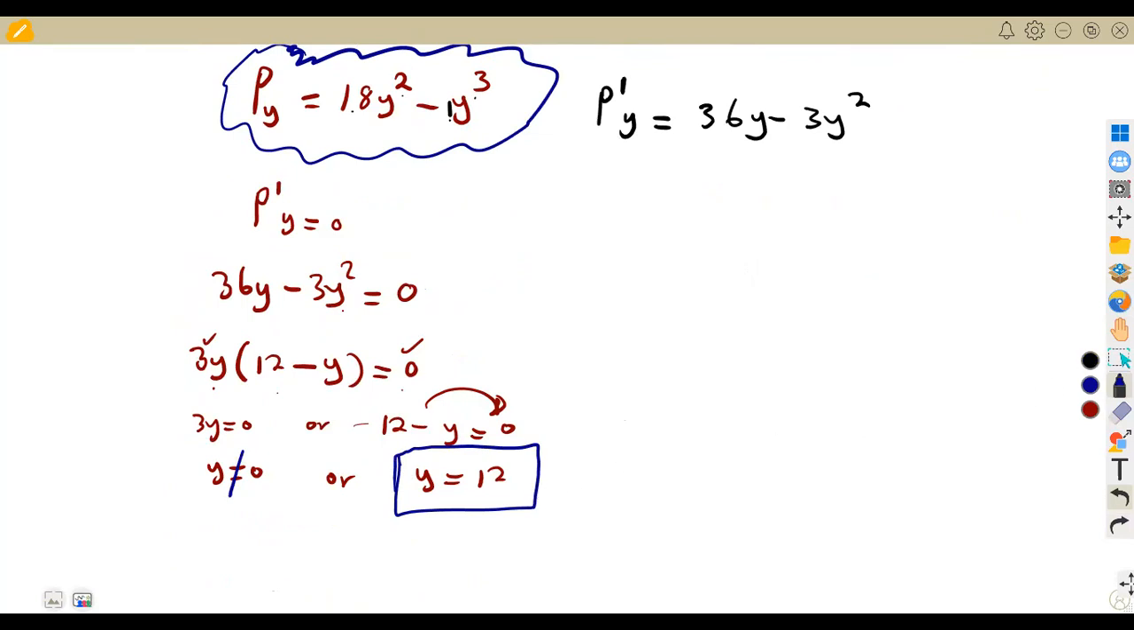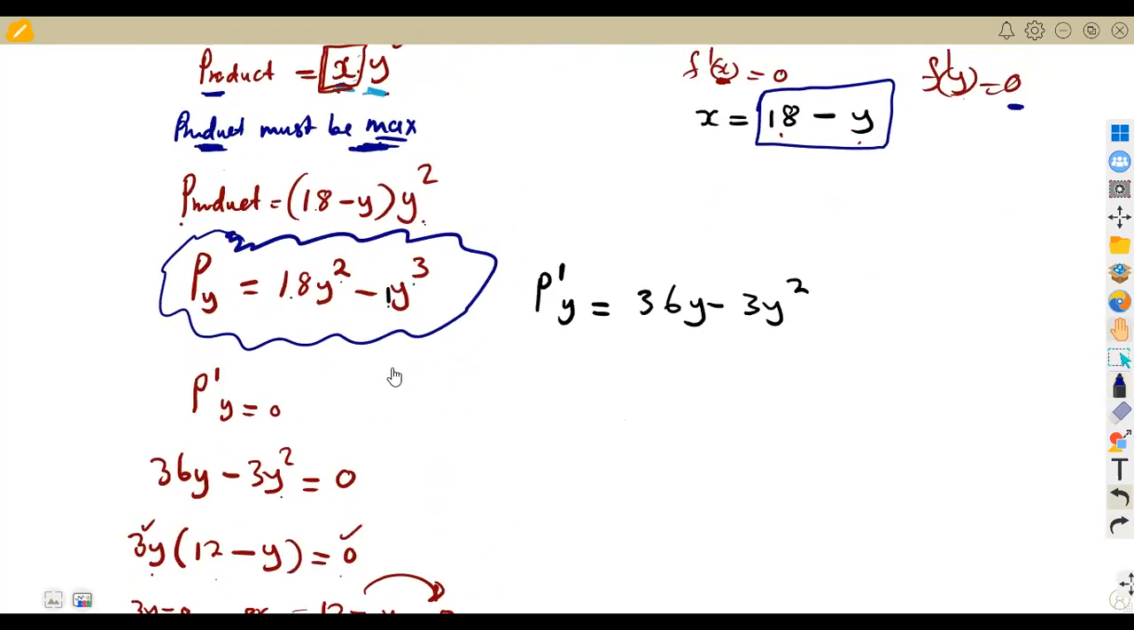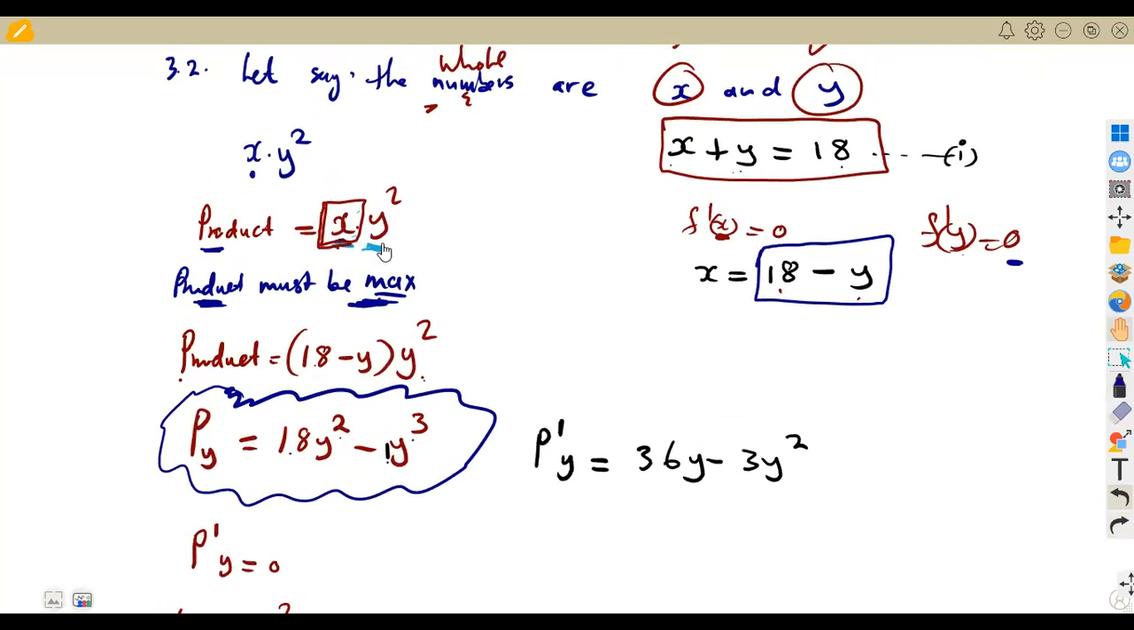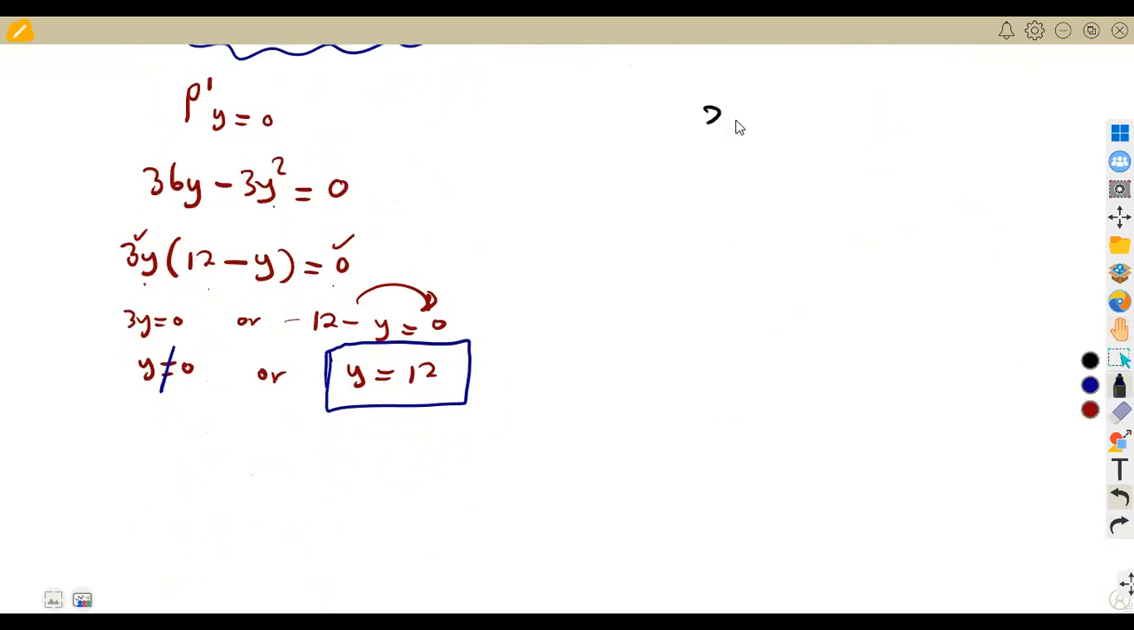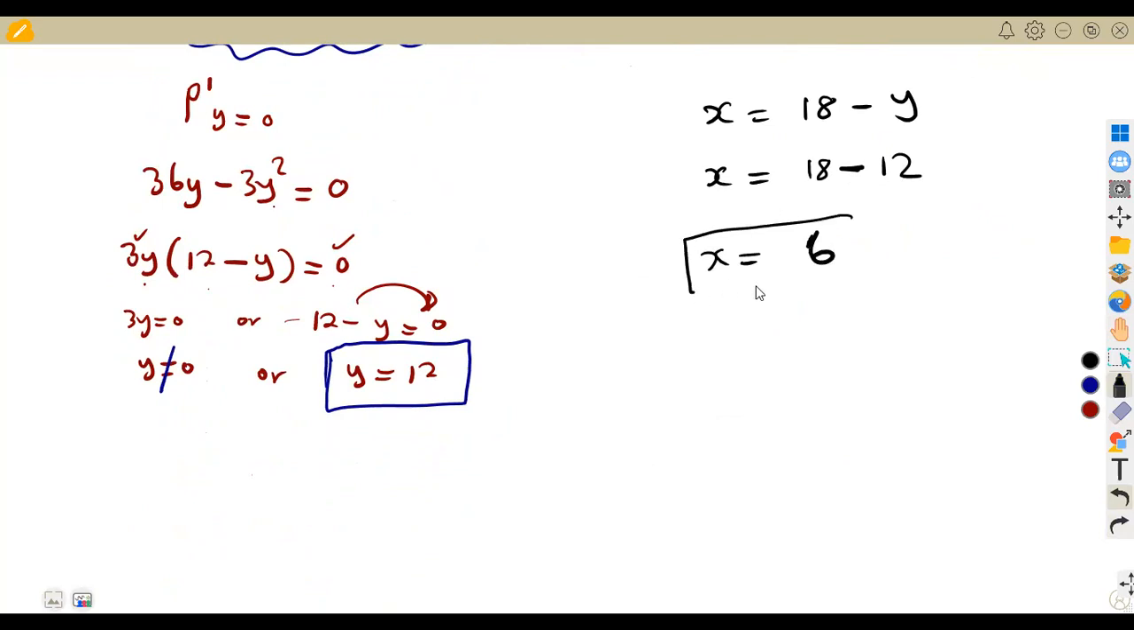So having the value of y, we now need the value of x, because this product is of two numbers. It's a product of x and y squared. So at that moment, the x, remember we said it can be taken from the expression x is equal to 18 minus y. So knowing that from our expression, x is equal to 18 minus y, we are simply going to substitute y, which is 12 in this case. So our x is going to be equal to 6. All right. So this is what you're going to have. If we use this number, x is going to be 6, y is going to be 12 in this case.